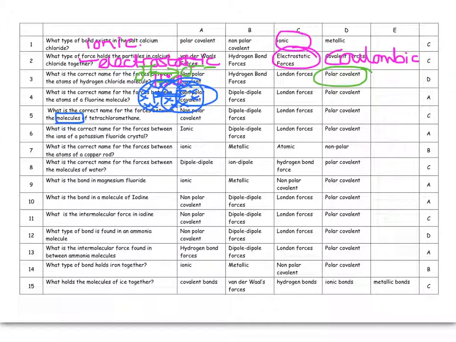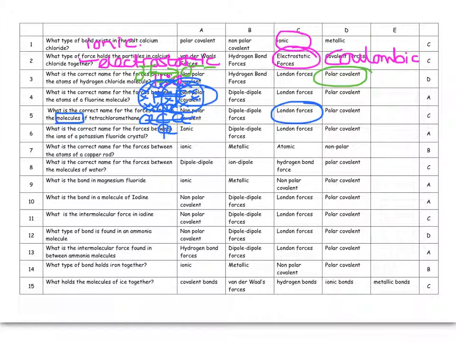What is the correct name for the forces between the molecules of carbon tetrachloride or tetrachloromethane? It's the same word. It's C, Cl, Cl, Cl. So that is your polar bond, your non-polar molecule. And non-polar molecules are held together, what holds the molecules together is London forces.